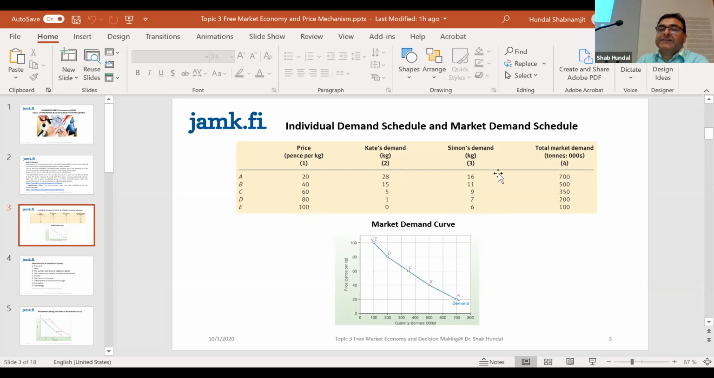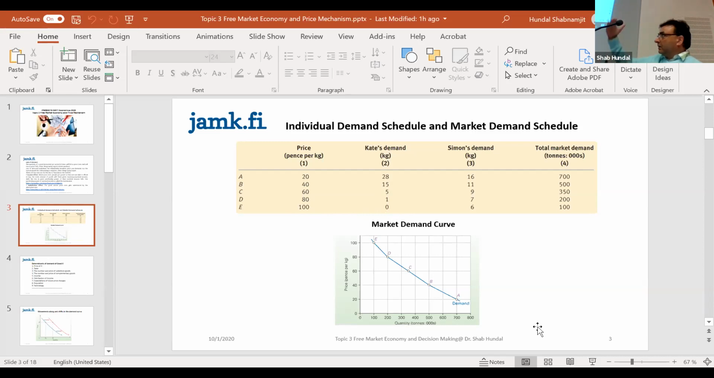But the same product doesn't seem to be a necessity for Kate, because when the price is low, Kate is going for more of it. So it's not just necessity, it's something else. And when the price is very high, she consumes 0. It means she can live without it, and if you can live without something, it's not a necessity. So in other words, what is a necessity for X can be a comfort or a luxury for Y, and so on. And then we have the combined market demand, and this is how it looks.